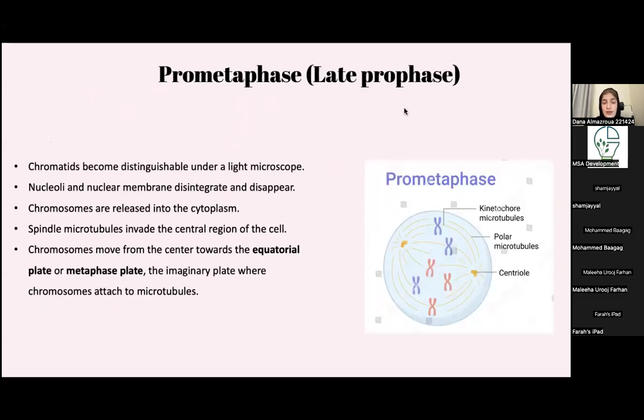Okay, now the late prophase is also known as prometaphase. You will not see prometaphase in all the resources. However, it is mentioned in your lecture, so I'm going to mention it. So prometaphase is late prophase and just before the beginning of metaphase.